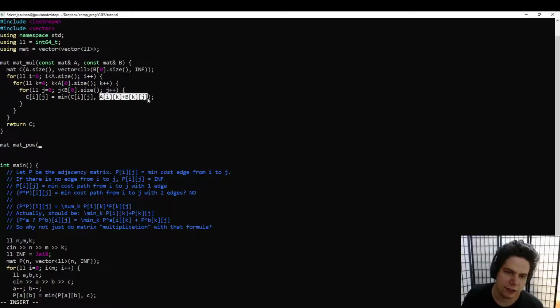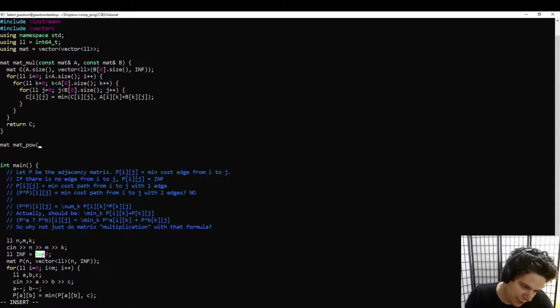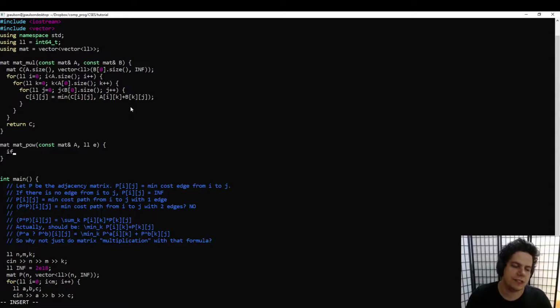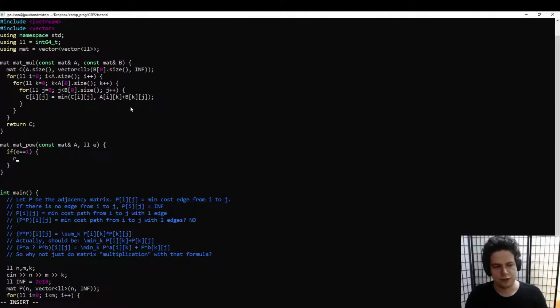And so importantly, we need that 2 times infinity does not overflow, which is why I changed it from 5e18 to 2e18. I think 5e18 might actually overflow. The maximum length path is 1e18, so 2e18 is bigger than that, and 2 times that plus that is not going to overflow. So that should be okay, but you have to be a little bit careful. Mat power is actually exactly the same as normal, as if we were doing a normal power, because it's all wrapped up in the multiply function.